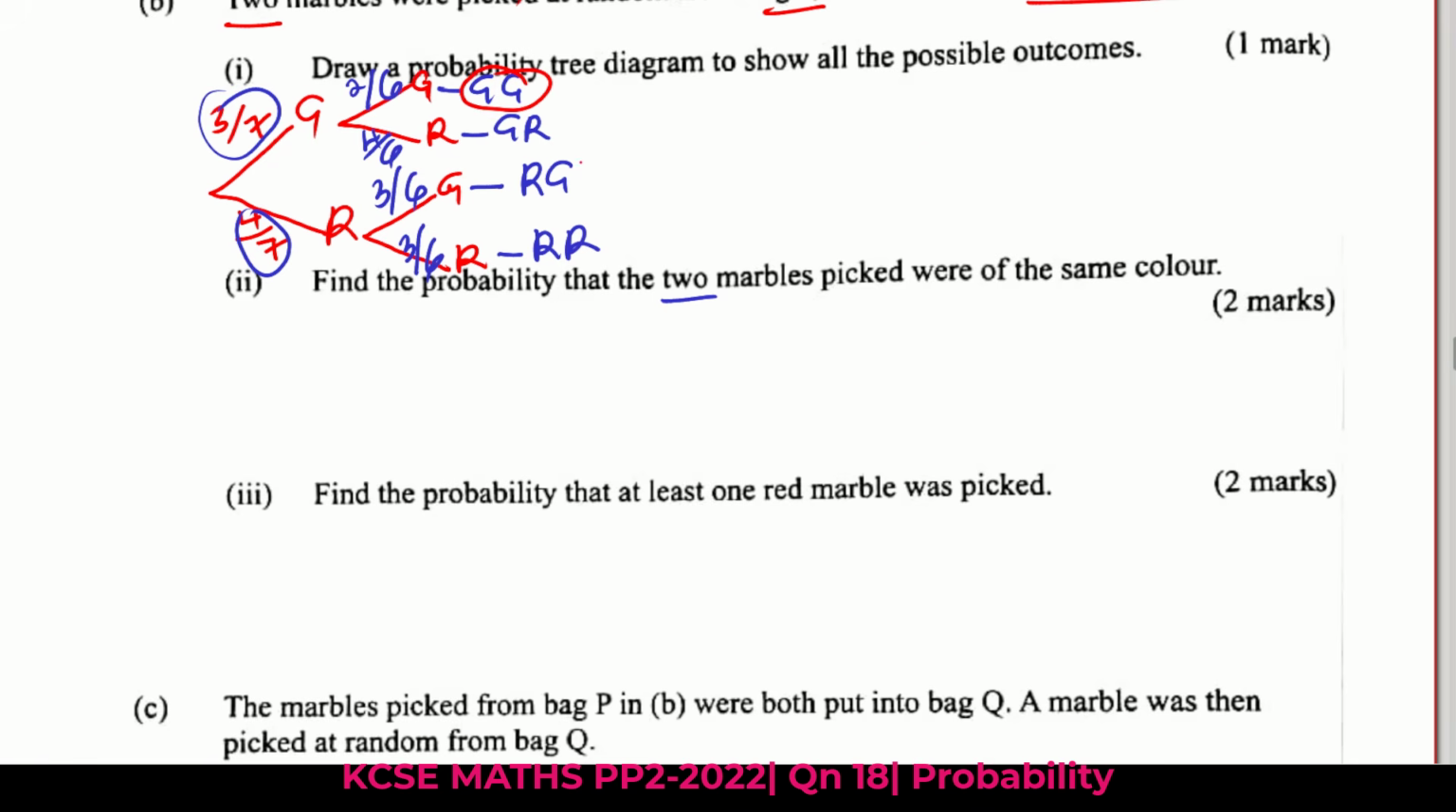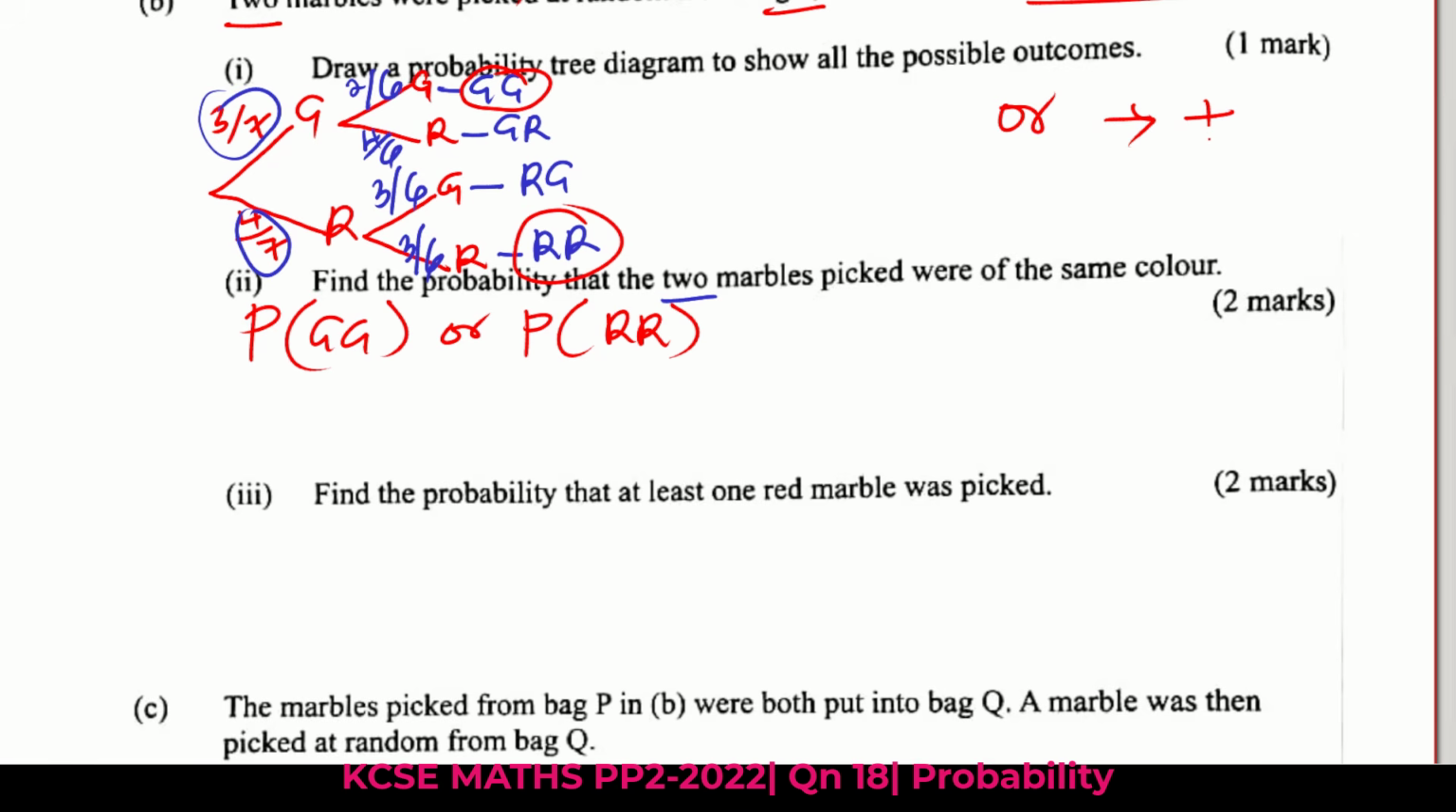This is the first one, green green, and red red. So this will be the probability of picking green green, or the probability of picking red red. Don't forget that in the language of probability, when you talk of "and", we multiply, like the probability of green and green. But here, probability of green green or red red, we are going to add. So this is how we do it.